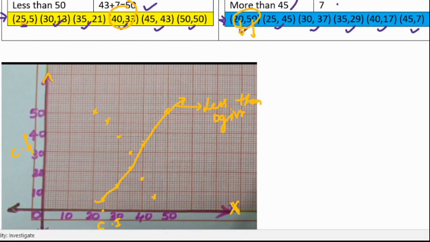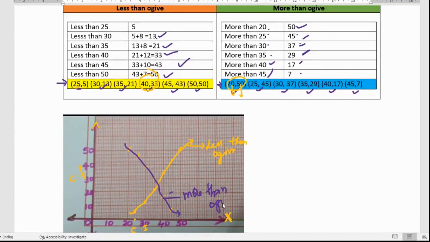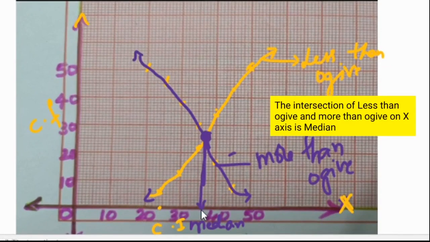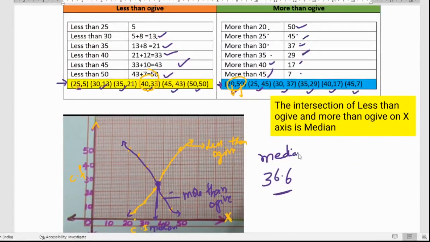So after drawing this, we have to join all the points using a free hand, like this. So this is the more than Ogive curve. The intersection of the less than Ogive and more than Ogive is nothing but the median. So the median lies at 36.6. We see 36.6 in this graph, so the median is 36.6.